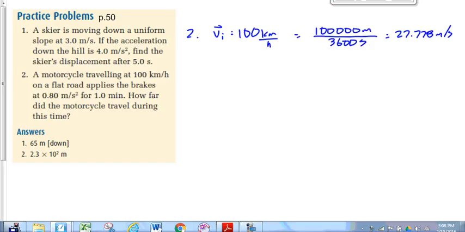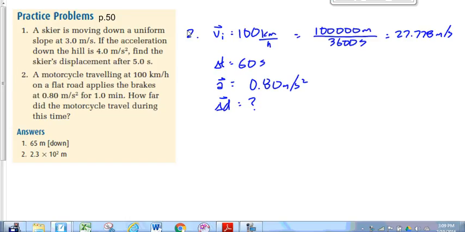We've got a time interval of 60 seconds. 1 minute, which we have to convert to seconds, right? So I'll just do it right now, 60 seconds. The acceleration is 0.80 meters per second squared, right? And we're looking for the displacement. How far did it travel? Is that right? You guys agree with me on everything there?